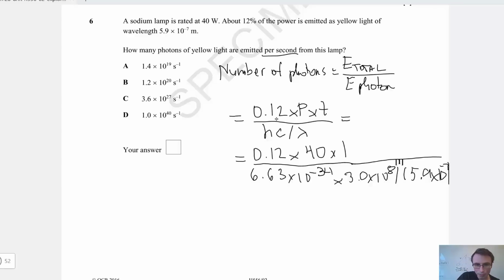This thing here is still underneath the fraction. Okay, let's see what we get. We're going to get around 1.42 times 10 to the power of 19. Quick mental check in the end: this is a large number and it is probably correct.